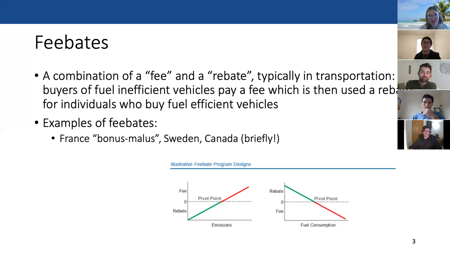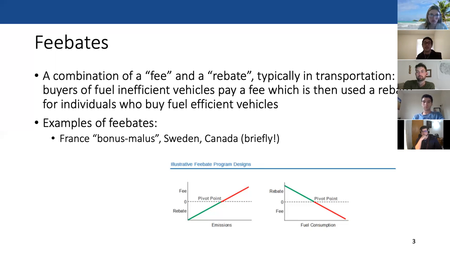And so, maybe it's a little kind of straightforward, right? But translating from number of vehicles to emission impacts, that is something that would be important for understanding the effects of a program like this.